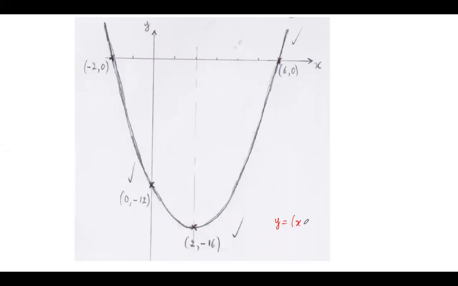If someone asks me to rewrite this in completed the square form, I would say y equals x minus 2 squared minus 16. Yeah, so I can quickly check if this is correct, because that was x plus 2 times x minus 6. That would be x squared minus 6x plus 2x, that's x squared minus 4x minus 12.